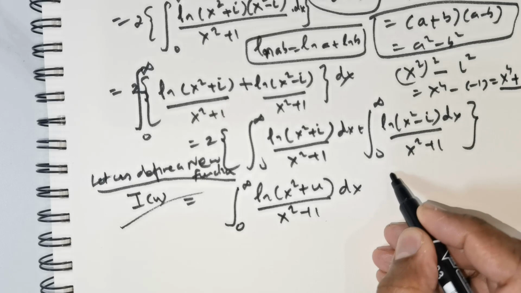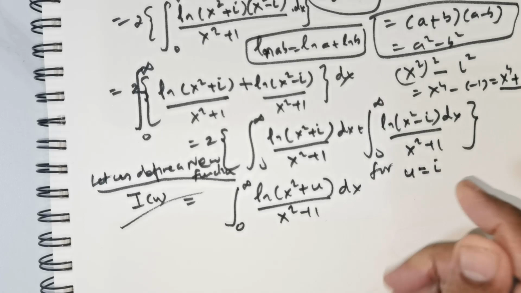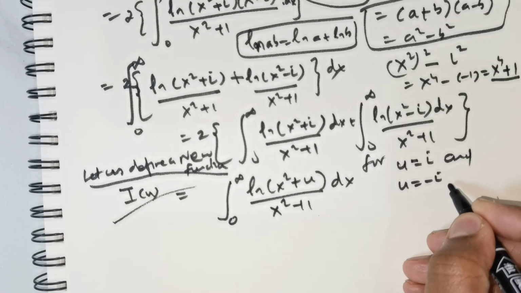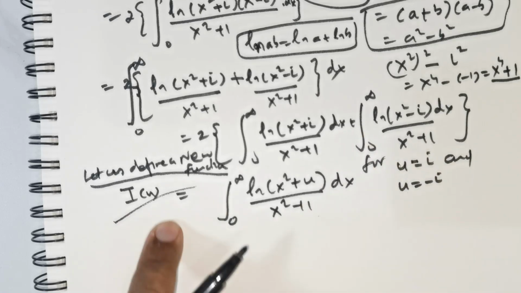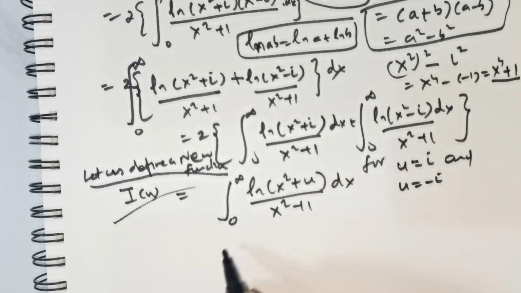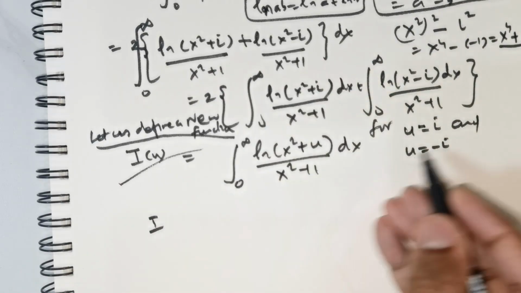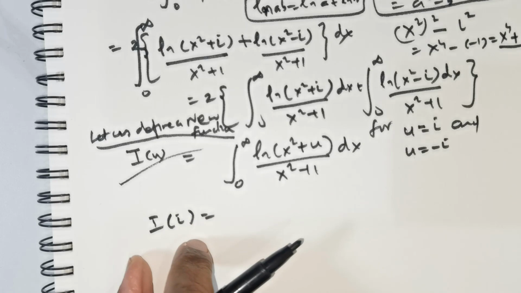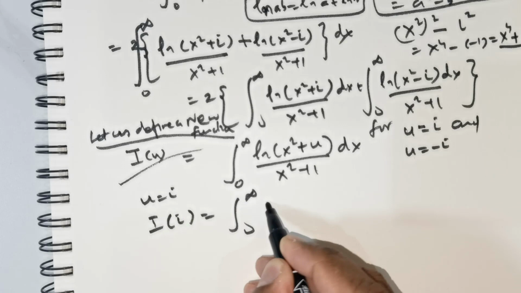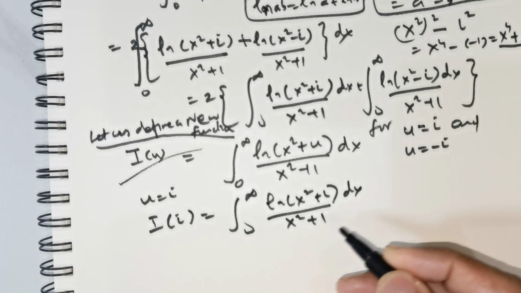Now we need to get the values. For u equal to positive i, we'll get the first integral, and for u equal to negative i, we'll get the second integral. So the entire function that we have just utilized here will be able to get our integrals when u is equal to i. So when u is equal to i, you will get the integral from 0 to infinity of ln(x² + i) times dx divided by (x² + 1).